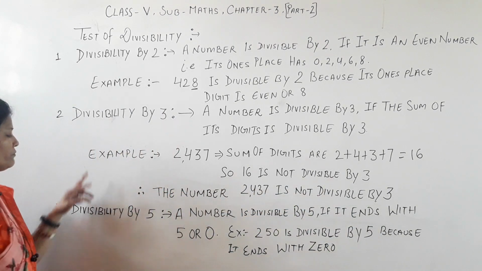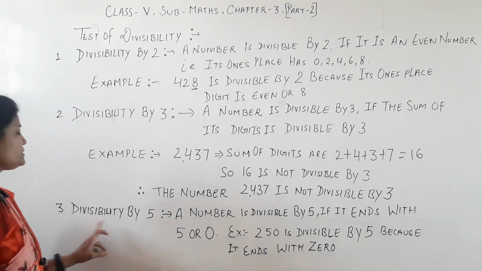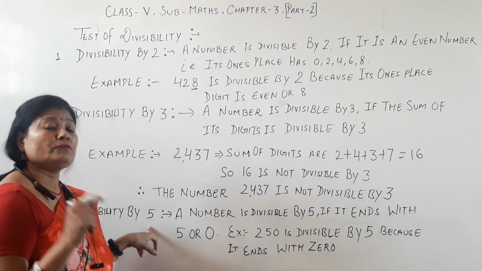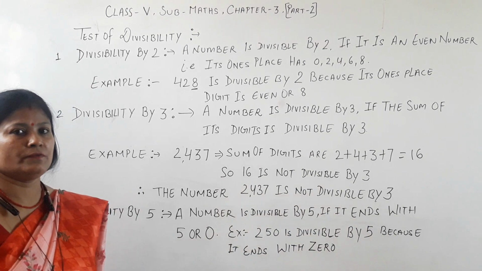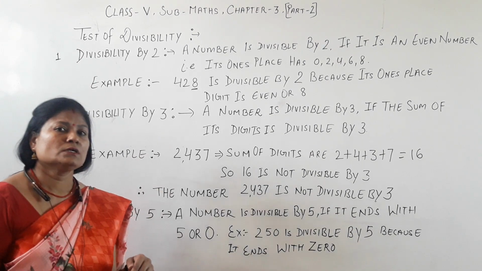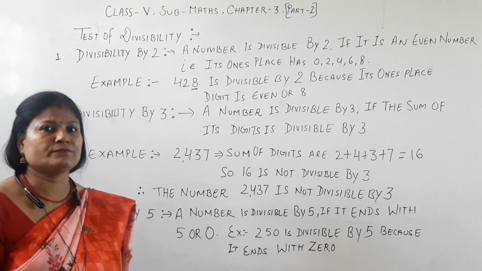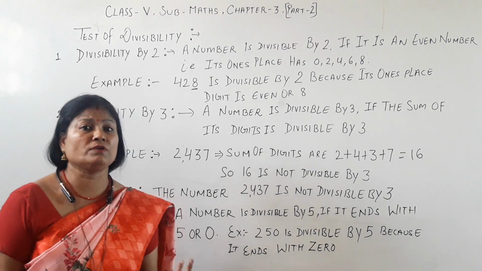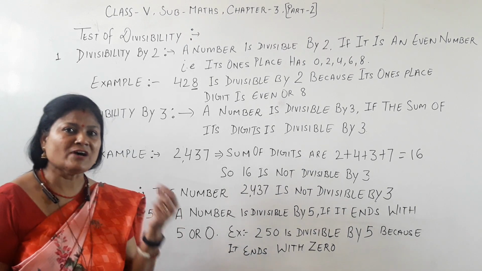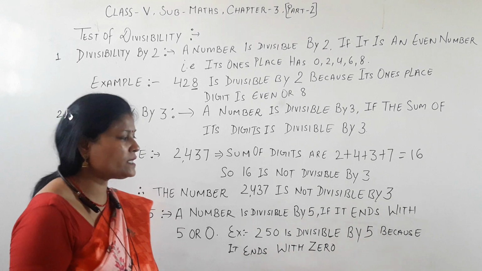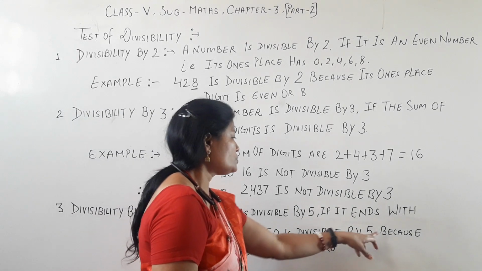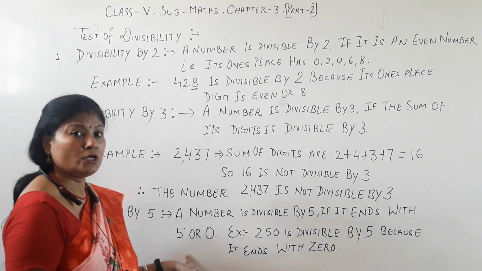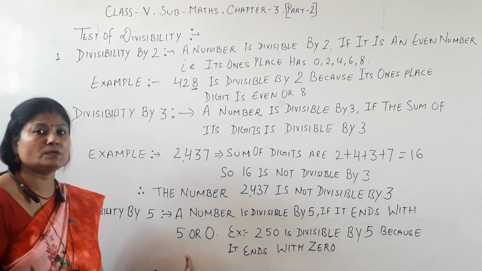In the same manner, we move to the next divisibility, by 5. See children, when we speak the table of 5, at the end of the number, what comes? Only 5 or 0. So if any number is divisible by 5, what do we see? Only the ones place digit. The digit should be 0 or 5. So the number can be divisible by 5.